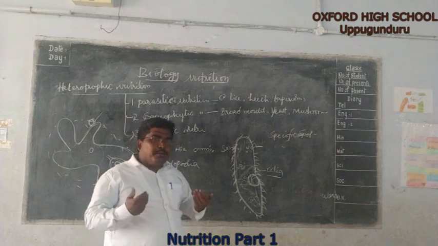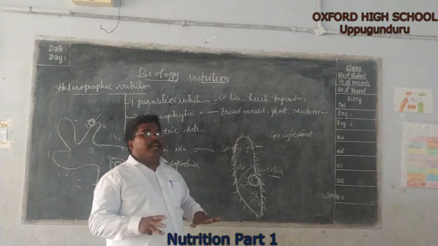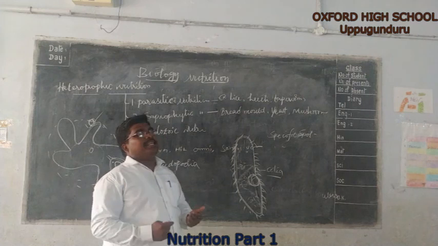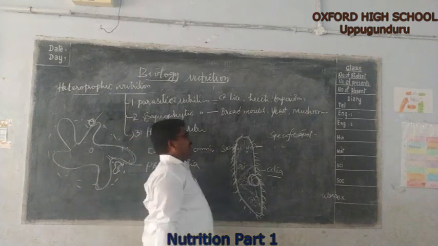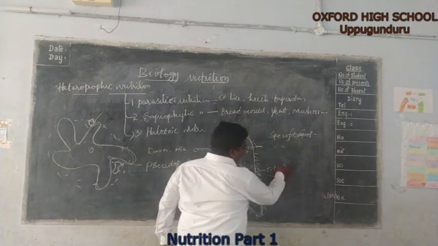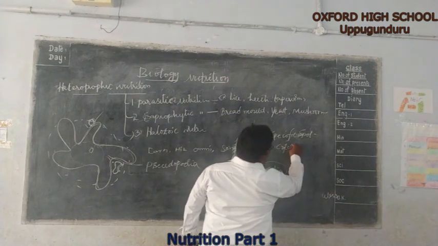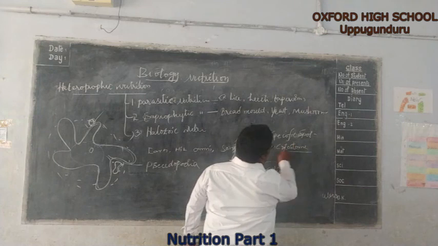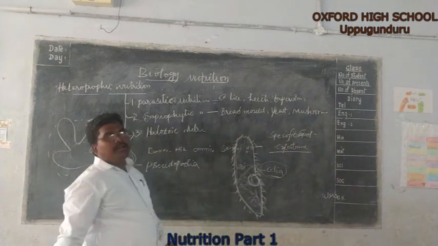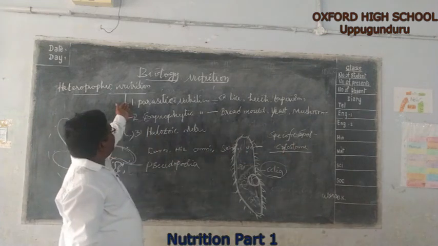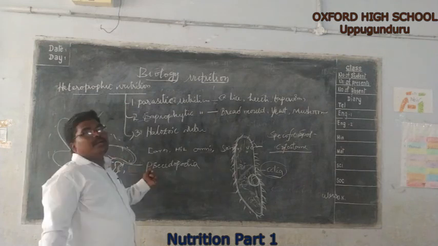Taking of food into the body is ingestion, and breaking down of food material in the body is digestion. This is cilia. The specific spot is called the cytostome. So this is about heterotrophic nutrition in different types of organisms.